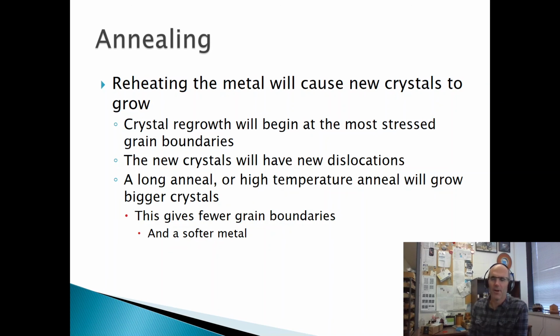Some people are also familiar with the term normalizing, and basically it's a process of crystal regrowth. And by doing it for a long period of time or at a higher temperature, you'll grow bigger crystals and you'll have fewer grain boundaries, and as a result, a softer metal capable of greater strain to failure, more plastic deformation before it breaks.